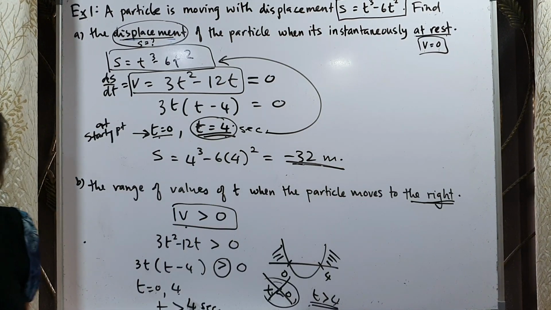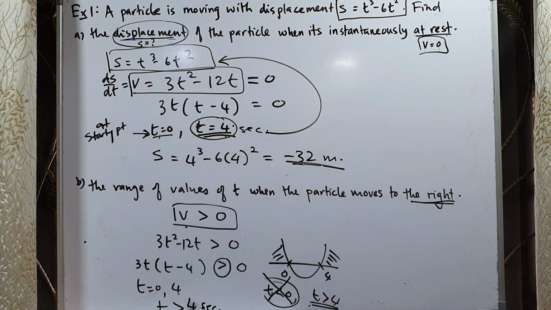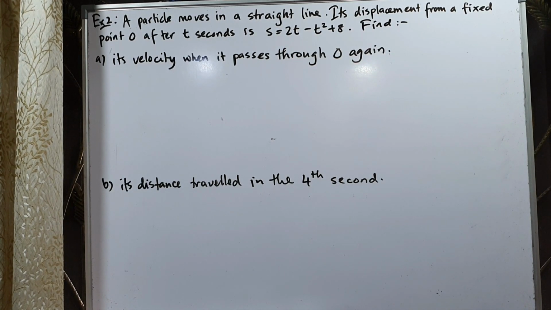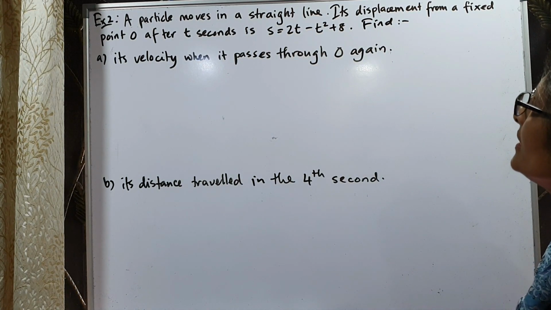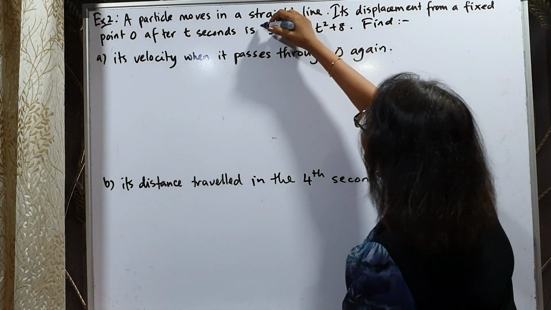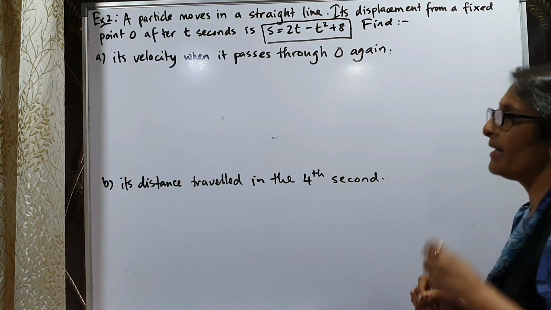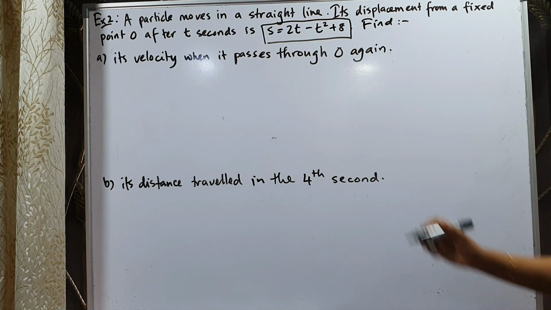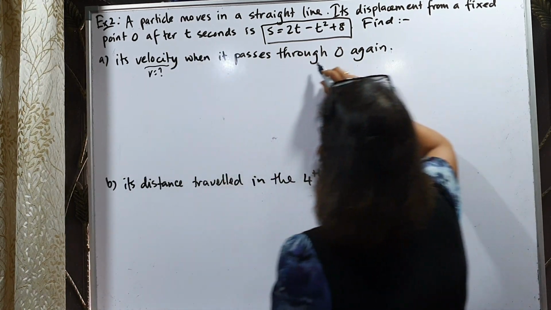Are you all okay? Alright, so now we see another example, example 2. Okay, give me a moment. Alright, example 2. A particle moves in a straight line. Its displacement from a fixed point O after t seconds is given, so the equation for s is given. Find, part A, its velocity when it passes through O again. So what we want to find is v, the velocity.